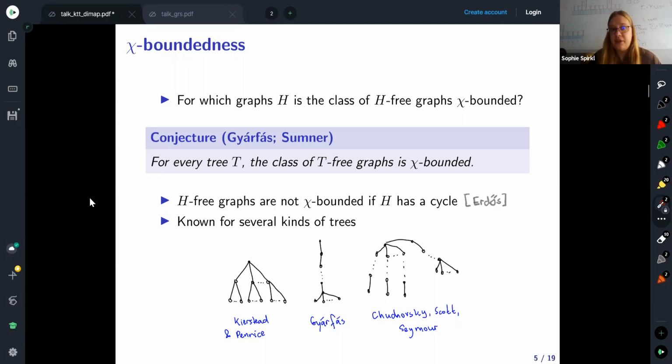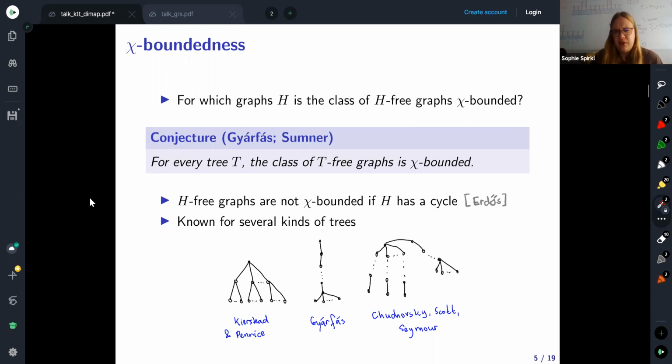And there's a famous conjecture of Gyárfás and Sumner saying this is true when H is a tree, where a tree is a connected graph with no cycles. And in fact, this is sort of tight in the sense that it may be true for all forests, which are just graphs without cycles, and it's definitely not true if H has a cycle. There's an old construction due to Erdős of random graphs that have large girth, and so in particular they have clique number 2, but also have large chromatic number. And so that shows that for any cycle and for any graph containing a cycle, H-free graphs are not chi-bounded.